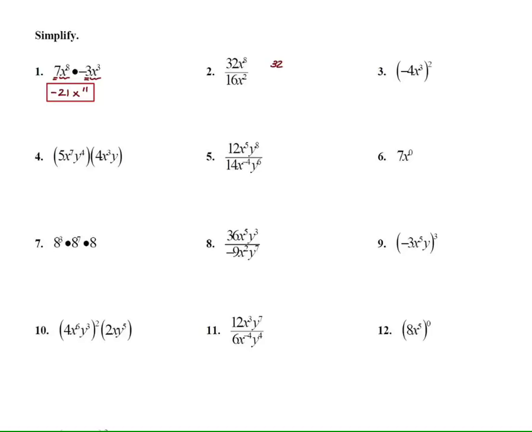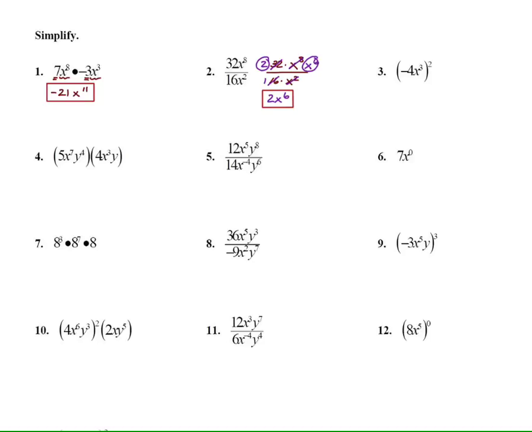Number 2, I like to split the coefficient from the variable part just so I can reduce a little bit cleaner. So 32 over 16 can reduce to 2 over 1. And then the 2 x's in the bottom will reduce with 2 x's in the top, leaving 6 x's in the top, or x to the 6th. So I'm left with 2x to the 6th in the numerator, and 1 in the denominator, which I'm not going to write, just 2x to the 6th.